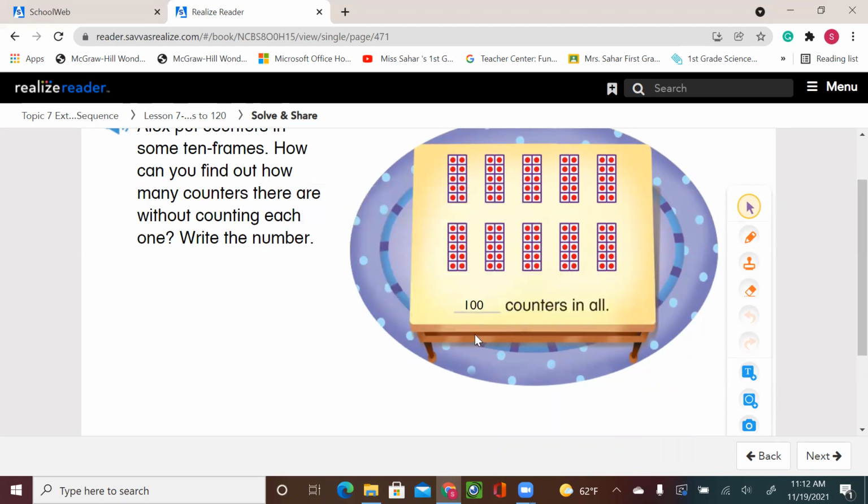Right? So today we learned how to count by tens to 120. We learned that each group of 10, we count it as one group, and each group of 10 has 10 counters. All right, that's it for today, first graders. I'll leave you with the rest of the activity, page 287 and 288. Thank you.